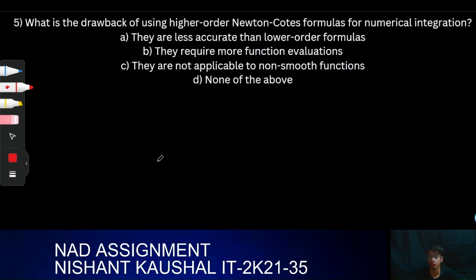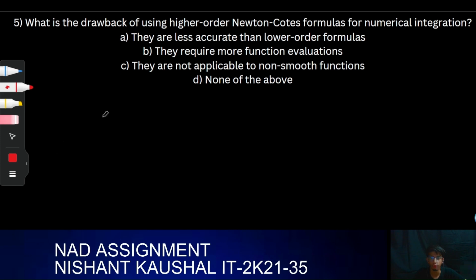Let us solve question number 5. What is the drawback of using higher order Newton-Cotes formula for numerical integration? A. They are less accurate than low order formulas. B. They require more function evaluation. C. They are not applicable to non-smooth functions. And D. None of the above.